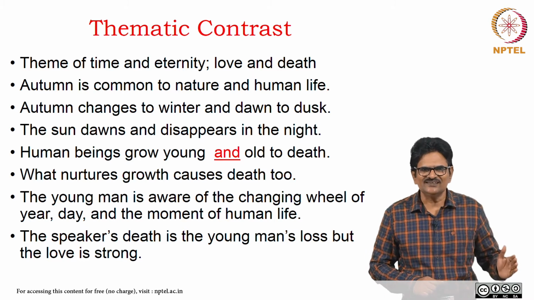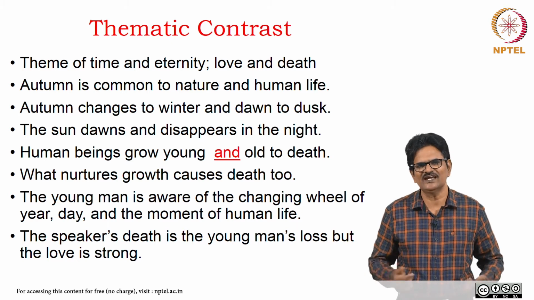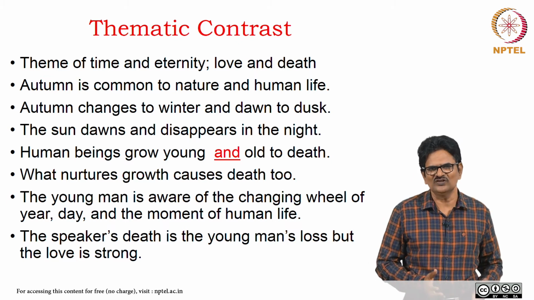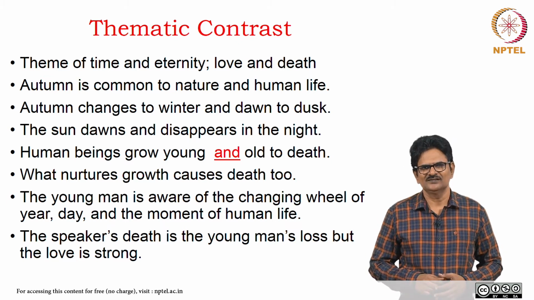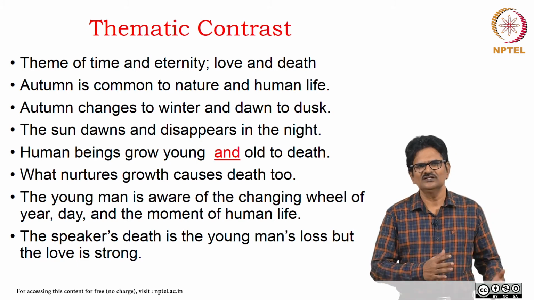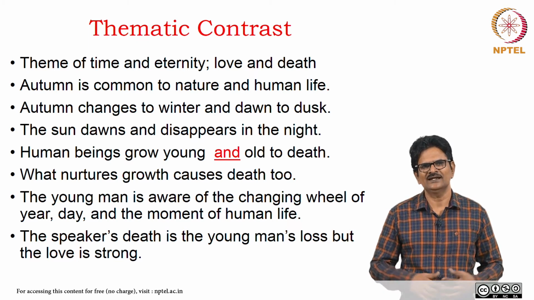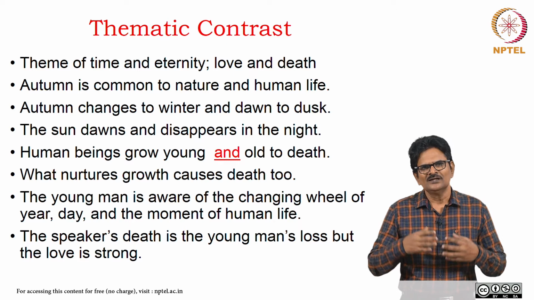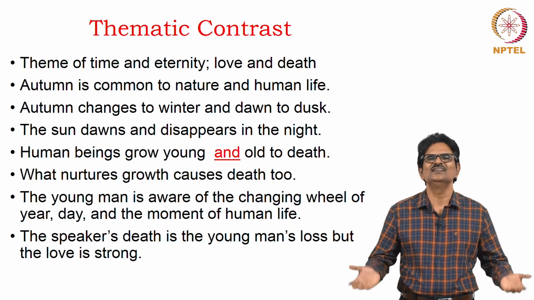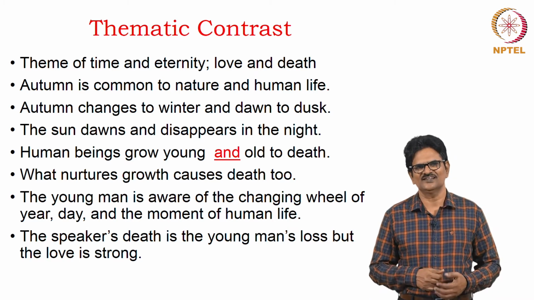The speaker's death is the young man's loss. The speaker is interested in the welfare of the young man, he wishes him well. So, it is a loss for the young man, but the love from the young man is strong for the poet. Probably the mutual love relationship between the two is strong enough, and even that strength of love cannot defeat death. Only the poet can write about his strong love, his affection for his friend.